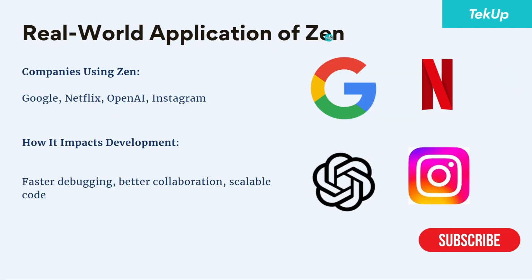Real world applications of Zen. We have various companies that make use of the Zen of Python, like Google, Netflix, OpenAI, and Instagram. Now, how does it impact their development? It ensures a faster and stress-free debugging process. It ensures better collaboration, and it helps them to write scalable and reusable code.